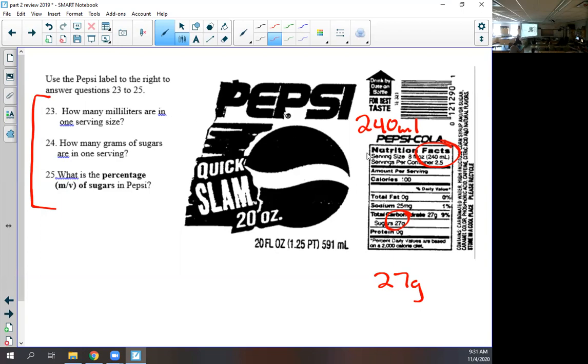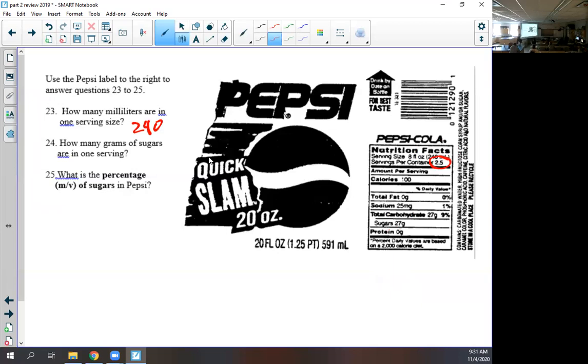Here we go. How many milliliters are in a serving? Nope. Serving size, 240. Maybe you guys can't read. Just kidding. I thought that there were 2.5 servings per container, so what's one serving, not the whole thing? Well, serving size is 8 fluid ounces or 240, but the bottle has 2.5 total in it.